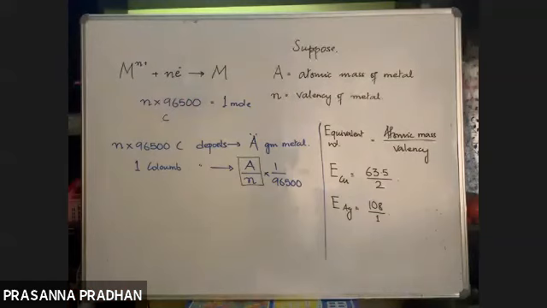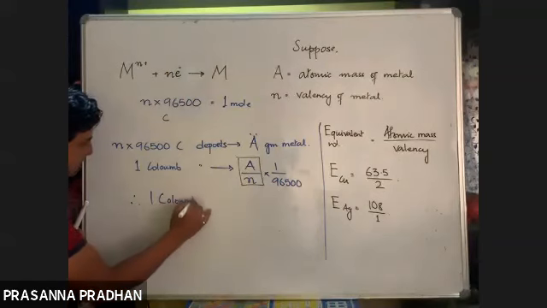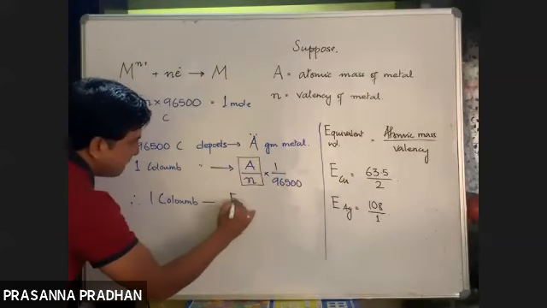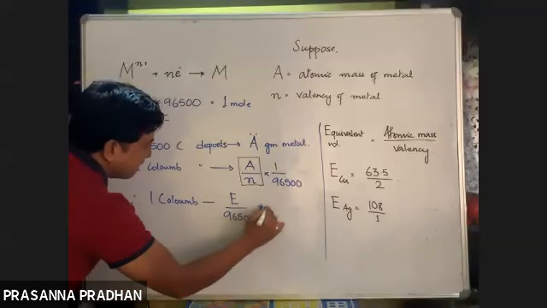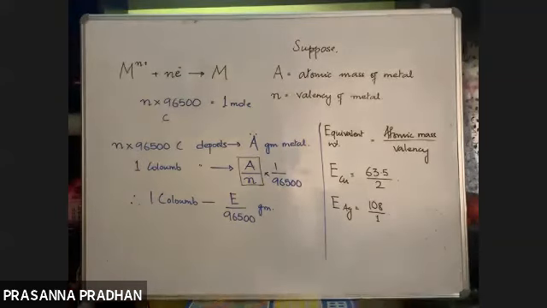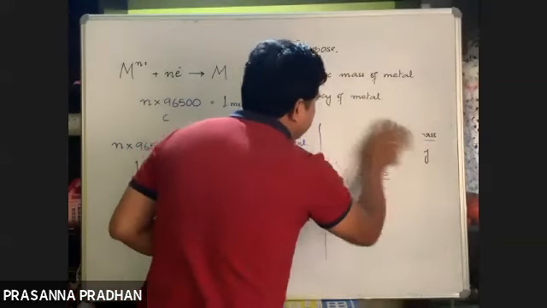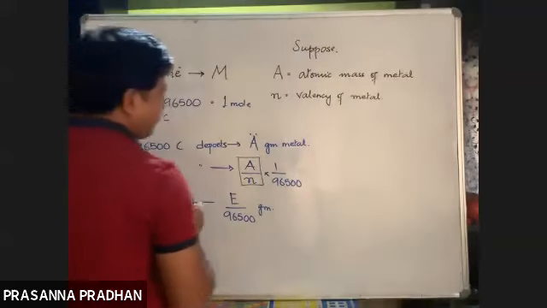So now I can say that on passing 1 coulomb of charge, what is the mass of the substance deposited? Instead of A by N, I can write E by 96500 gram of metal is going to get deposited. Got it? So I have substituted atomic mass by valency with the equivalent mass. Now again, let us come towards the first mathematical formulation of Faraday's first law.